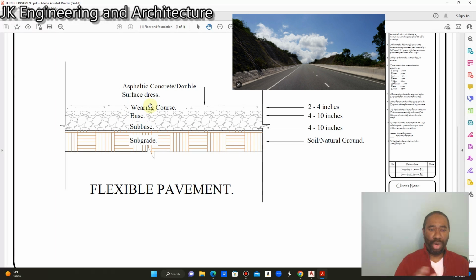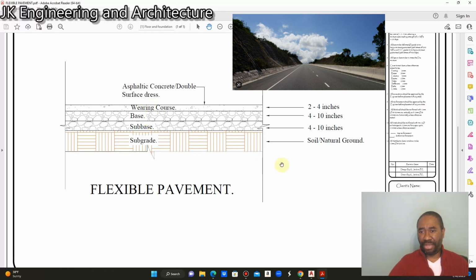Then we have the wearing course. The wearing course is what we use to provide a smooth surface for the pavement. It is usually made up of high quality material. It can be bituminous material, and it can be asphaltic concrete. So that is pretty much what the layer system is for the flexible pavement.